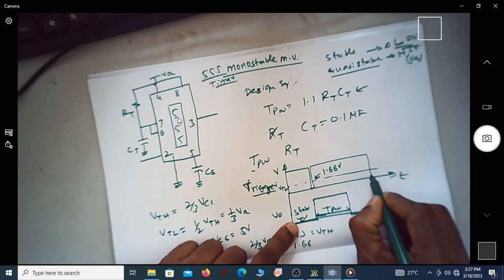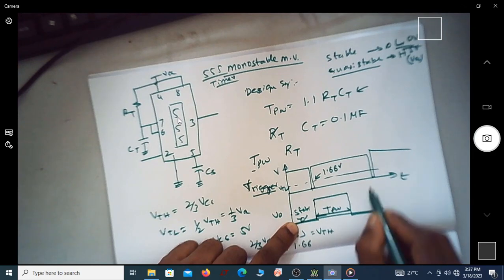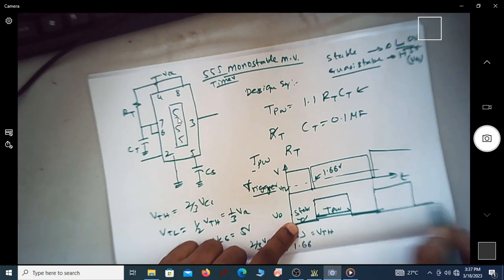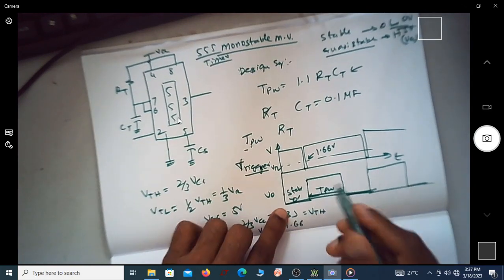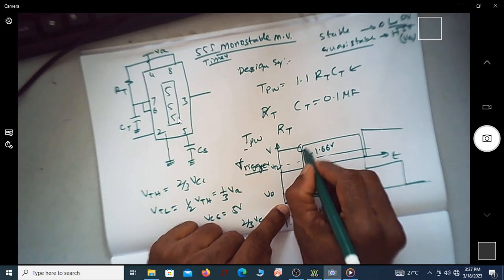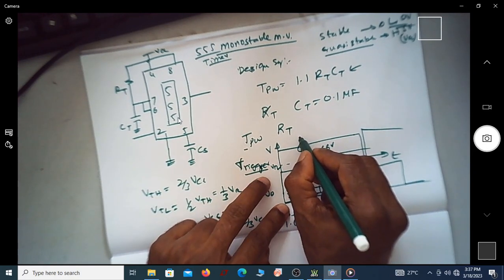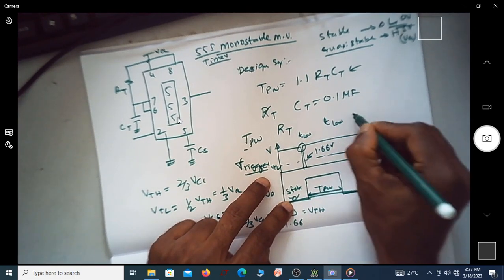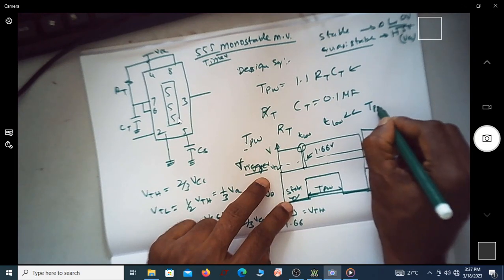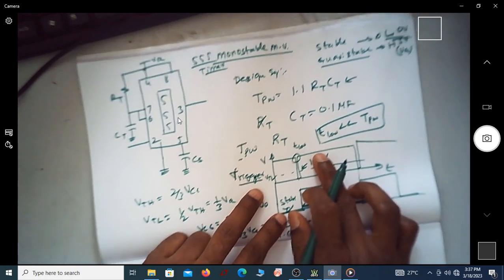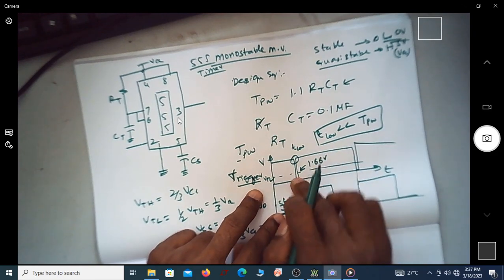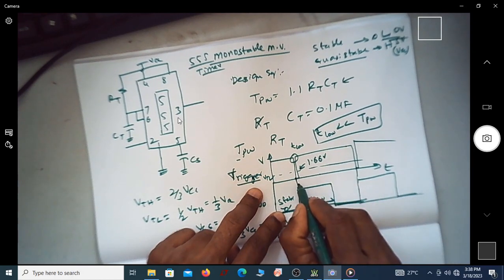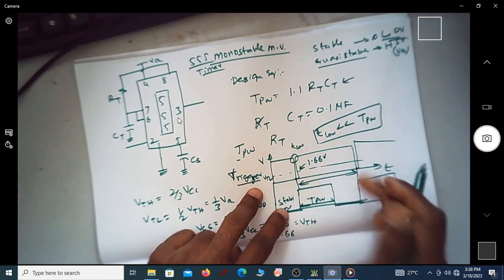If I apply one more trigger signal somewhere here, what will happen? Wherever it goes less than VTL, the output goes high. So this is what is expected. Let us try to see this. You can see this is the period where it is going low. If I say this is T low, the time of T low should be far less than the T pulse width. This is the requirement. The time during which the trigger signal is going low should be very small compared to this, and this is the time period of the trigger signal.